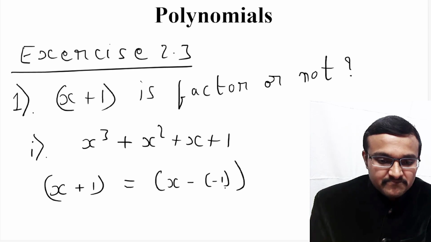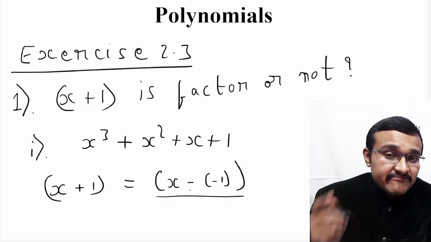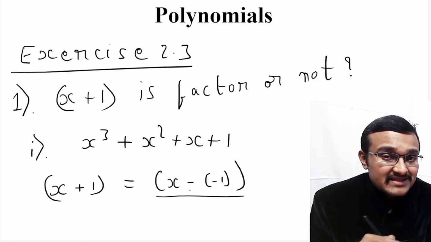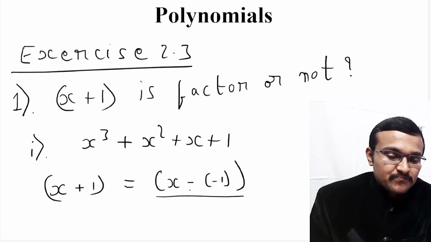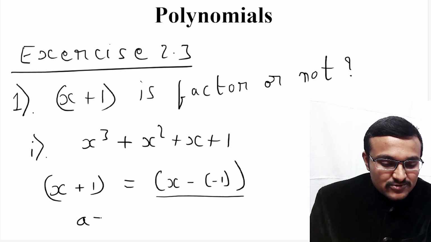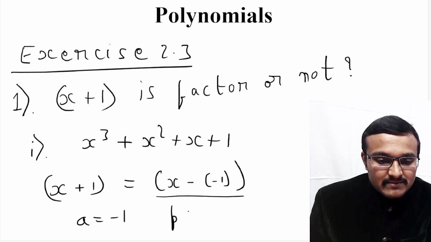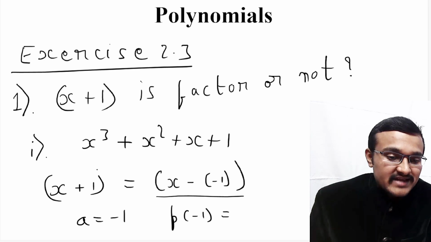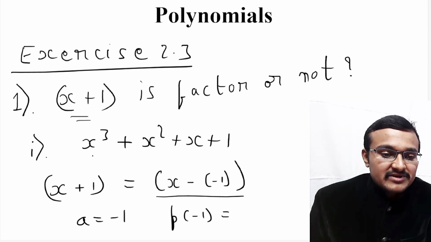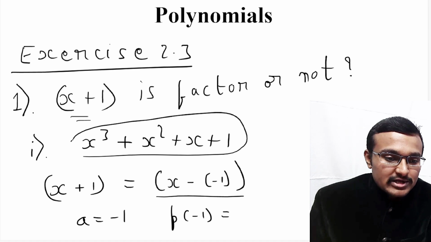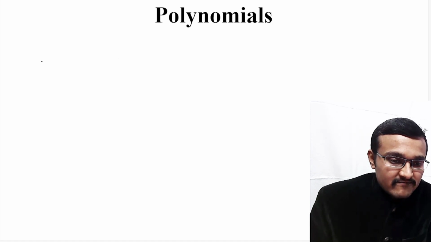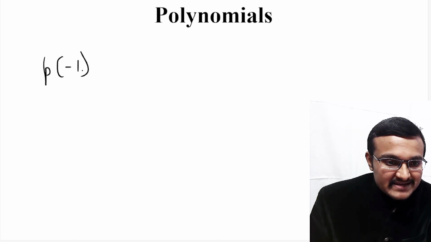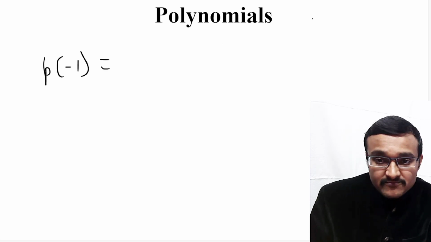minus of minus 1. According to the factor theorem, if x minus a is a factor of a particular polynomial, then p of a should be 0. Here a is equal to minus 1, that means p of minus 1 should be equal to 0. Then x plus 1 will be a factor of this polynomial x cube plus x square plus x plus 1. So now we will try to find p of minus 1 for this polynomial.